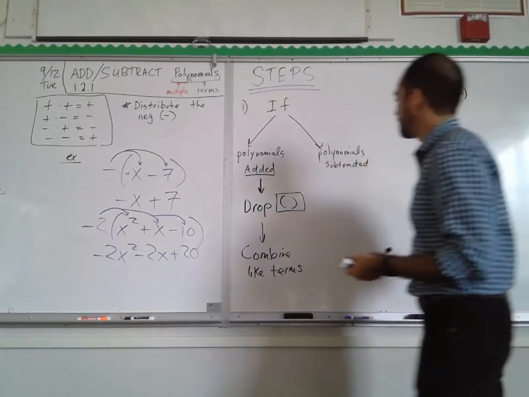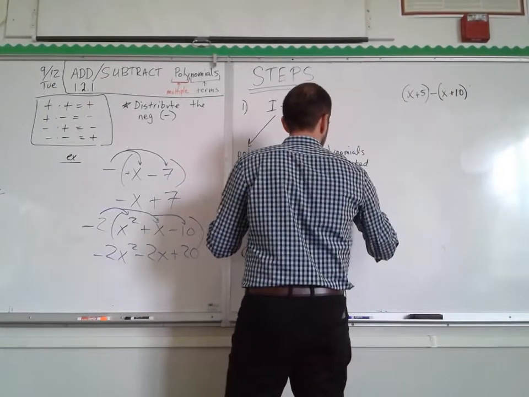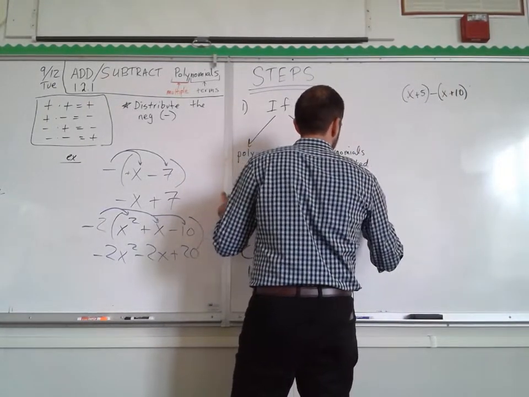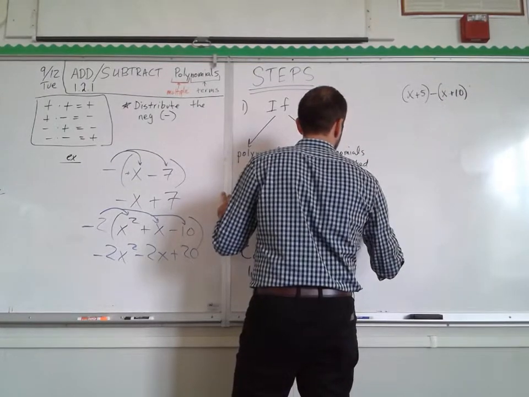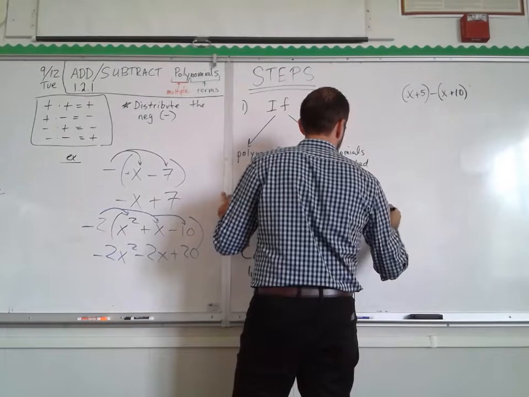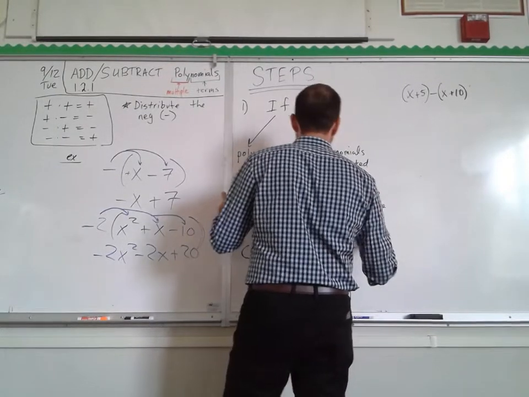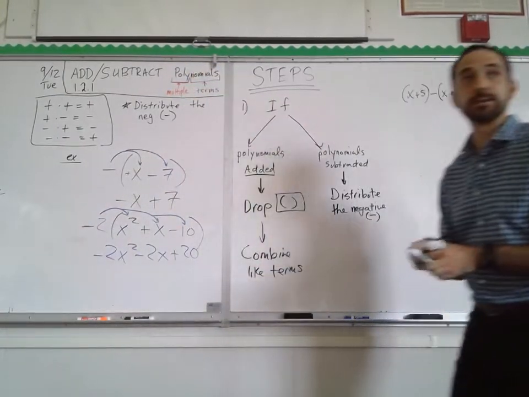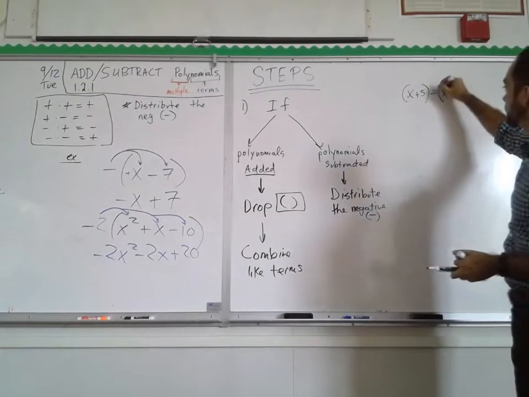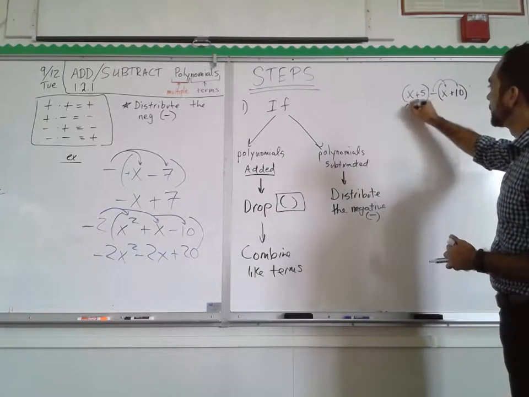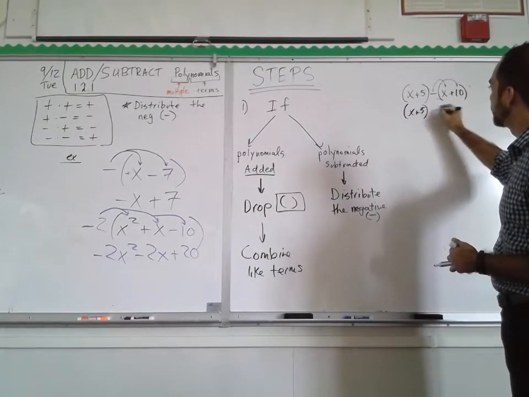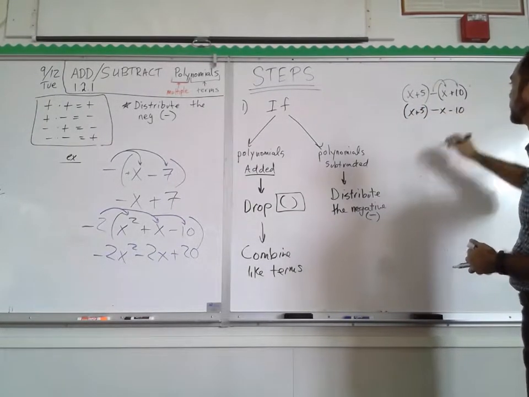So the first step is, good, I heard it, distribute the negative. There you go. All right. We're going to distribute the negative, and I'll do that right here. The first step was distribute this to those terms on the inside. Now we end up with x plus 5 minus x minus 10.